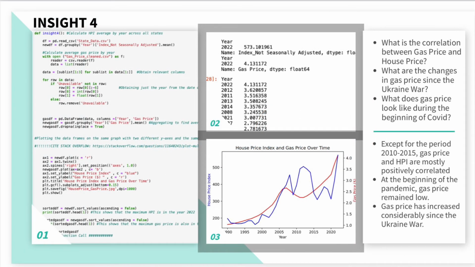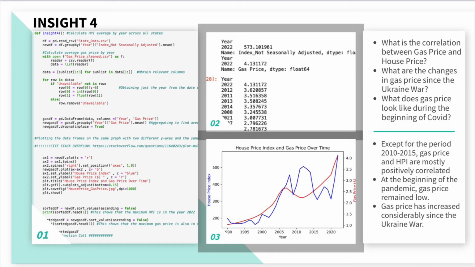For Insight 4, we sought to find a correlation between house price index and gas price. To do this, we calculated the average HPI by year across all states because the gas data was national averages, not broken down into individual states. We then grouped the gas price data by year and performed the average aggregate. We plotted both data frames on the same graph using the TwinX method of matplotlib.